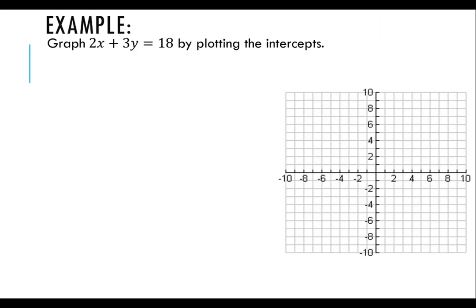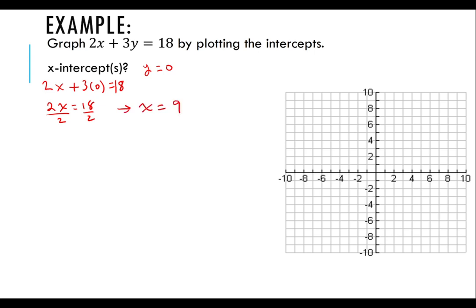So we want to graph 2x plus 3y equals 18 by plotting the intercepts. So let's find the x-intercept first. Well, the x-intercept is going to occur when y equals 0. So to find that, that's going to be 2x plus 3 times 0 is equal to 18, and we just need to solve for x. So 3 times 0 is 0. This is then 2x is equal to 18. Divide by 2, divide by 2. That is, x is equal to 9.